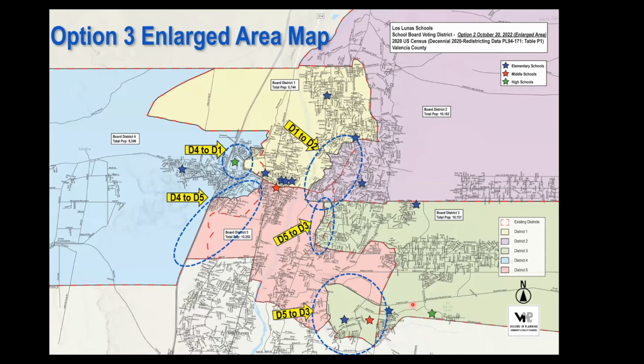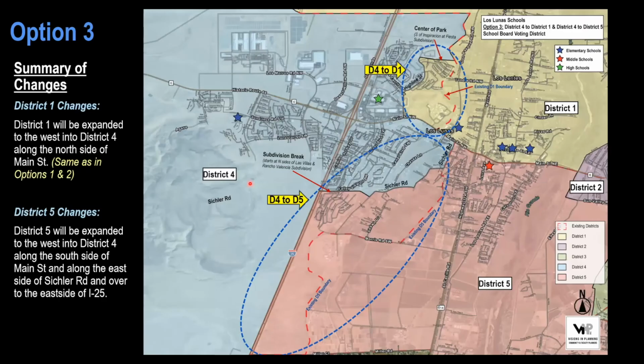And then with option 3, we are looking at District 4 to 1 here and 4 to 5 here. This does change in this option. We do have an area from 1 to 2 and 5 to 3 and 5 to 3 down here. So again, looking at the changes here, this one area to the north of Main Street from District 4 to District 1 is the same as in option 1 and 2.